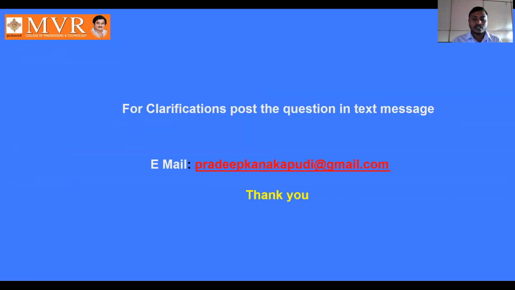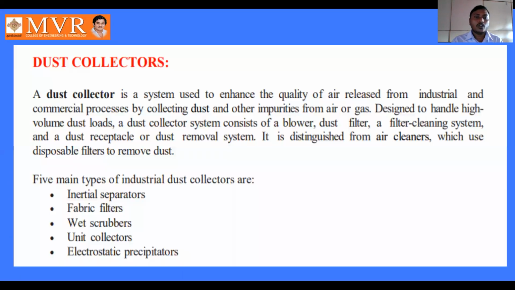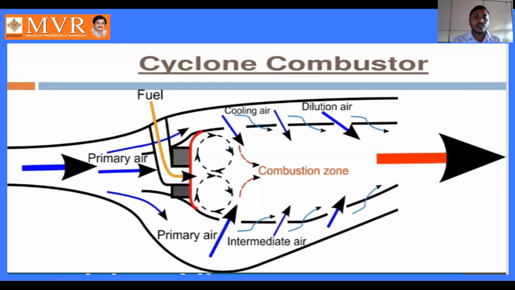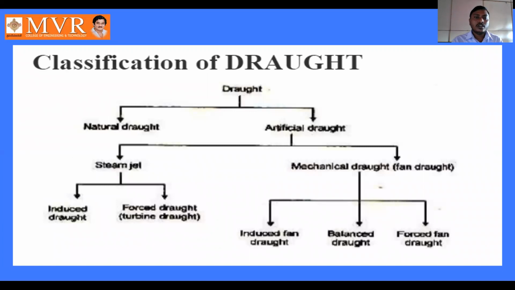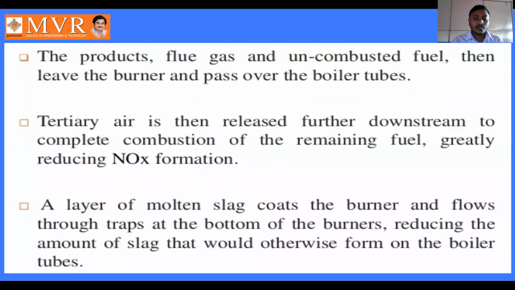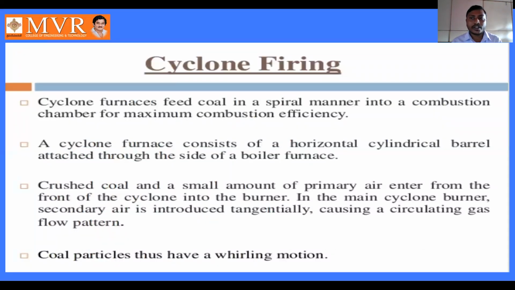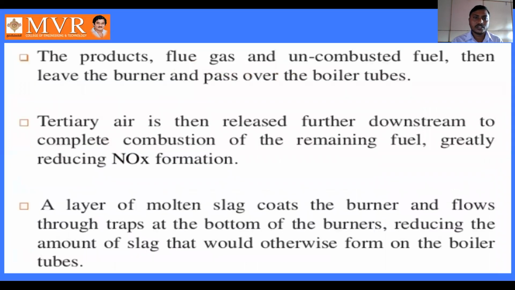This is what we have studied in this video: the classification of draft, what is meant by natural draft and artificial draft, and the subdivisions of natural draft as well as artificial draft. And we have studied cyclone firing, how cyclone firing takes place upon the grate in the combustion chamber.